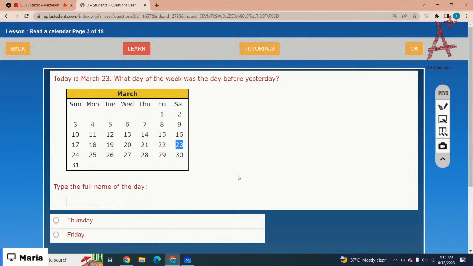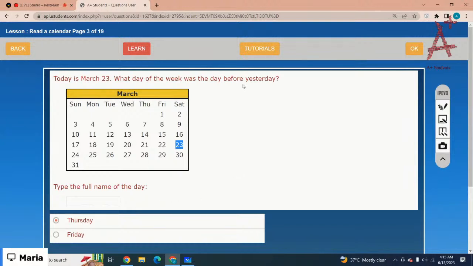Today is Saturday. Yesterday was Friday. And before yesterday, which day is before Friday? No, no, no. Just understand the question. What day of the week was the day before yesterday? So if it's Saturday today, 23rd March is Saturday. That means today is Saturday. Yesterday was Friday. And the day before yesterday is Thursday. Got it? Not Friday, Thursday.